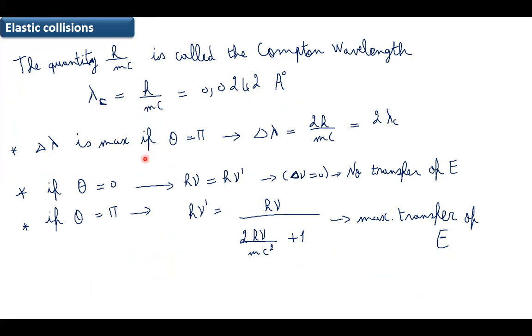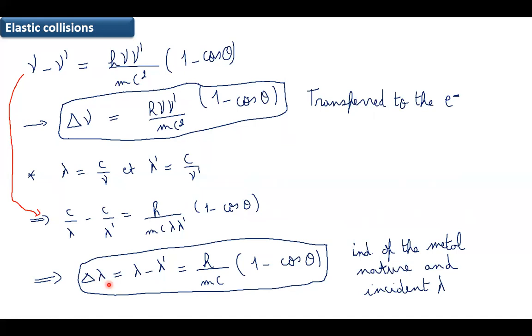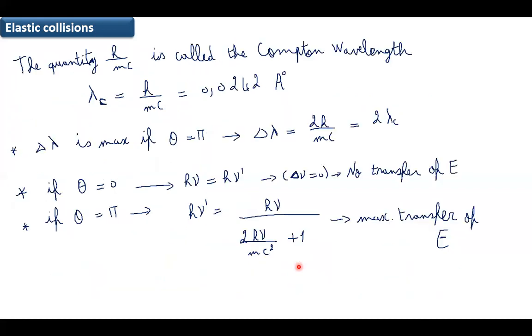So you can see that delta lambda is maximum if theta is equal to pi. So the cosine is equal to minus 1, and delta lambda becomes 2h over m c, or 2 lambda c, 2 lambda Compton, 2 Compton wavelengths.